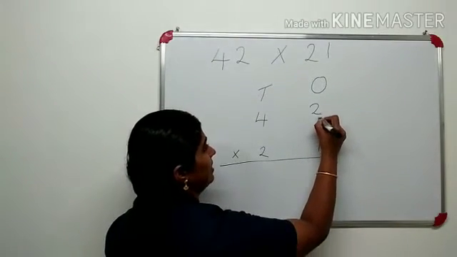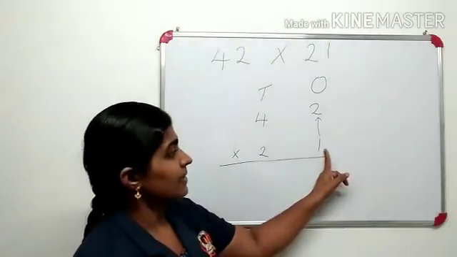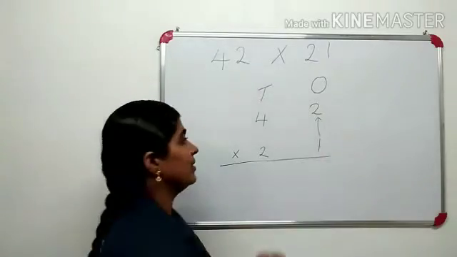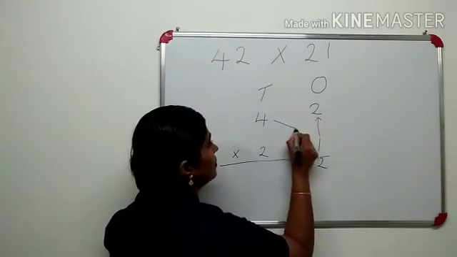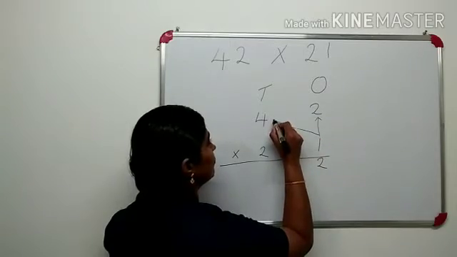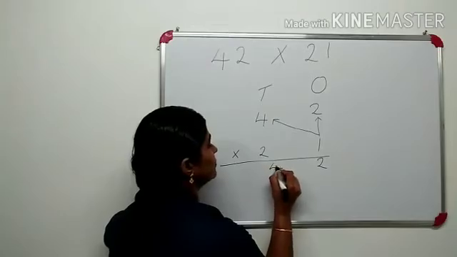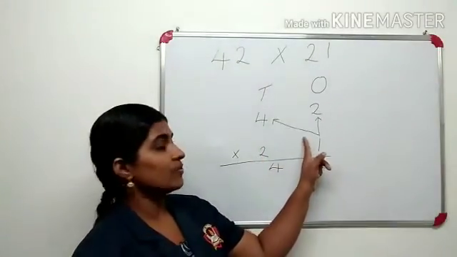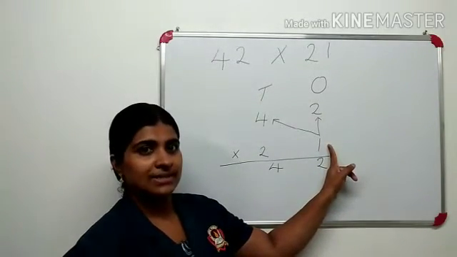Here we are using the multiplication table of 1. 1 twos are 2. Then we are going to multiply 1 with 4. 4 ones are 4. So we are writing 4 in tens place. There is no other digit, so we finished the multiplication by the ones digit.